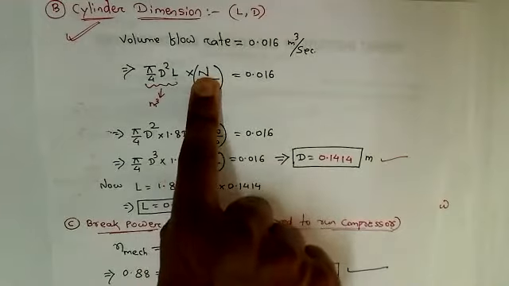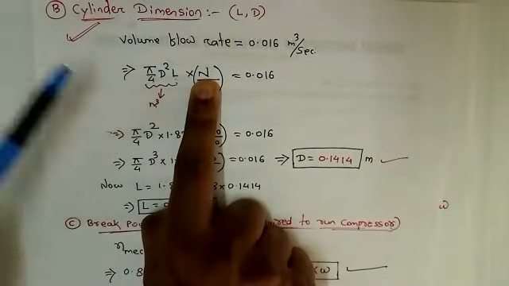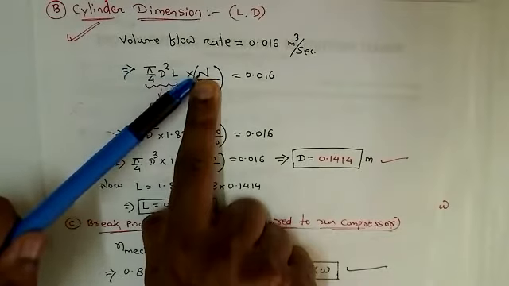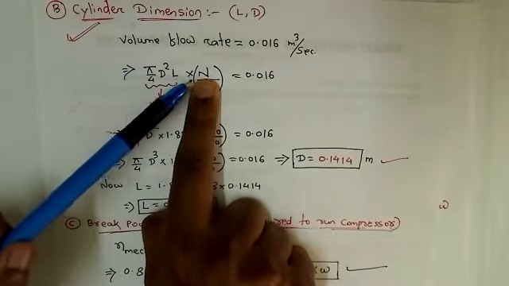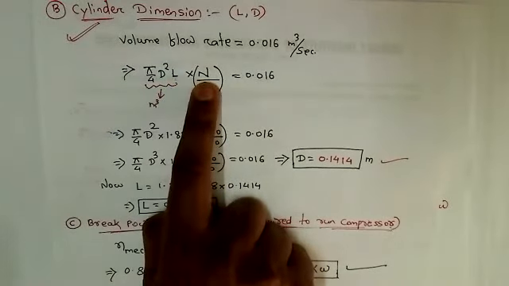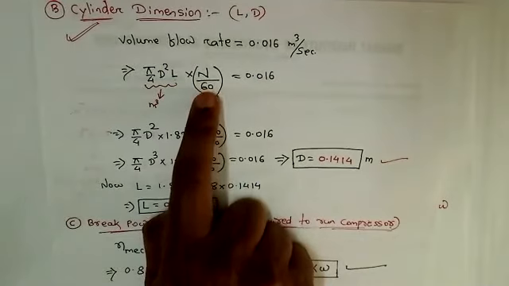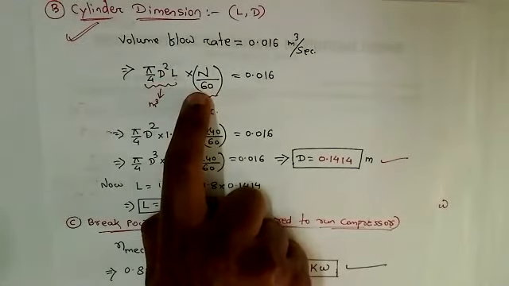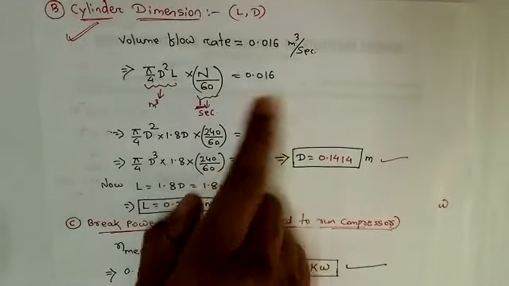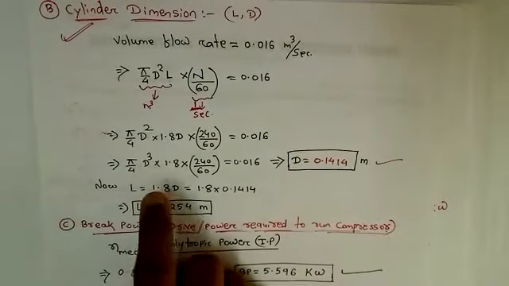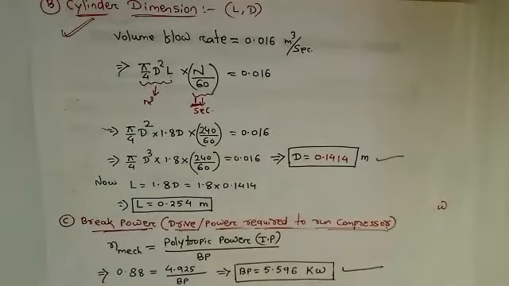If you only multiply n, you will get meter cube per minute, because n is revolution per minute. This is meter cube, this is revolution per minute. So the unit will be meter cube per minute. But this is meter cube per second. So you have to convert minute into second. 1 minute is 60 seconds. Since we are taking per minute, we have to divide by 60, 1 by 60, so that this complete unit will be meter cube per second. And this is also meter cube per second. Solve it, you will get the diameter, and the length by diameter ratio was given as 1.8. From here you will get the length, and you will get the cylinder dimension.